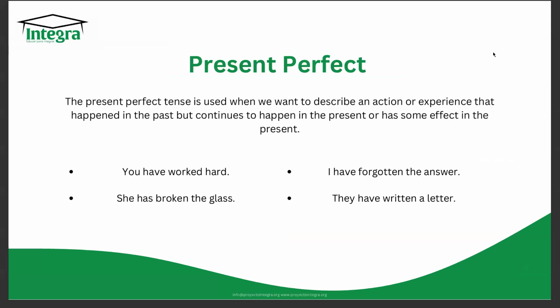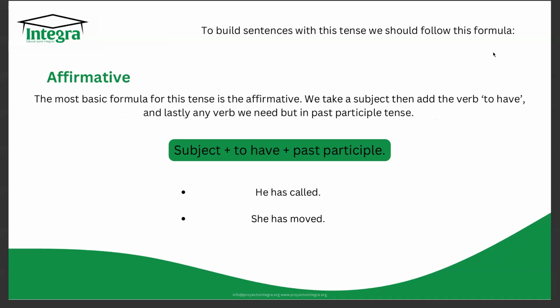So, Present Perfect tense. This is used when we want to describe an action or an experience that happened in the past but continues to happen in the present or has some effect in the present. So this is something that started in the past but in the present it has an effect. It either has not stopped, this action hasn't been finished, or it has been finished, but it has impacted the present. Some examples are: you have worked hard, she has broken glass, I have forgotten the answer, and they have written a letter. How do we make sentences with present perfect?